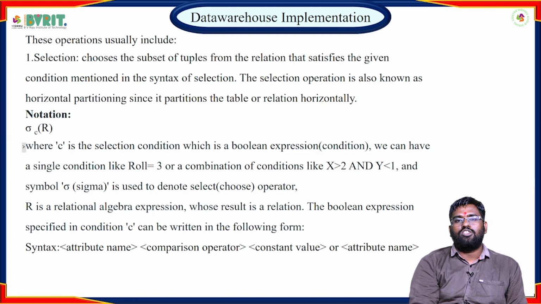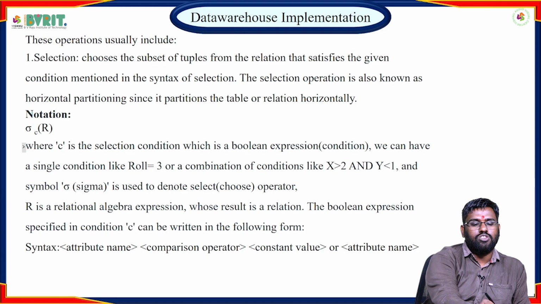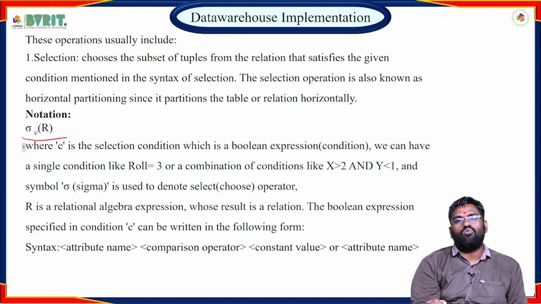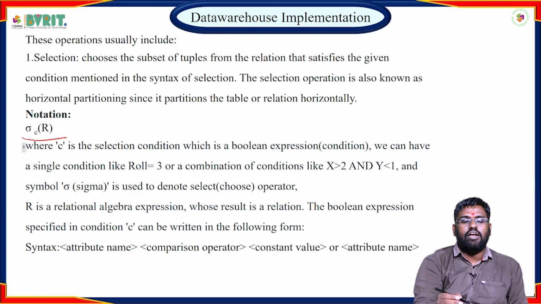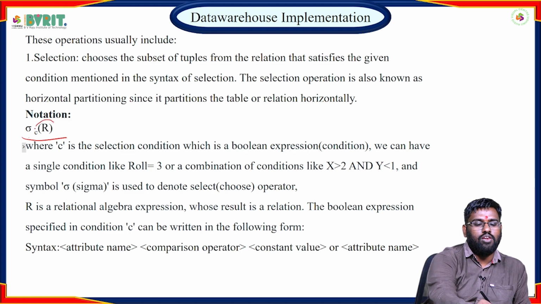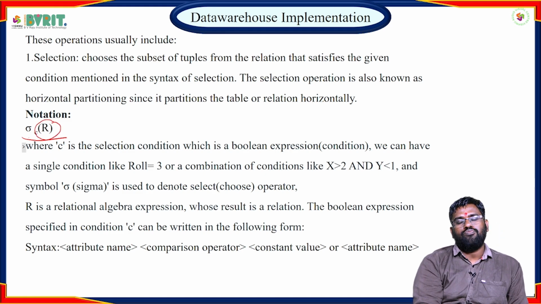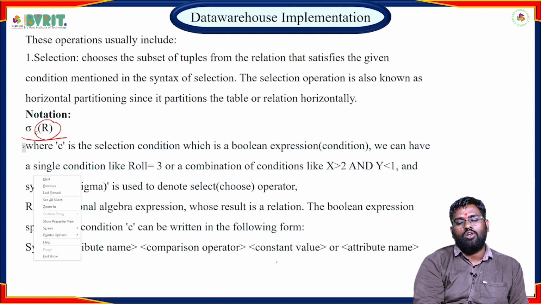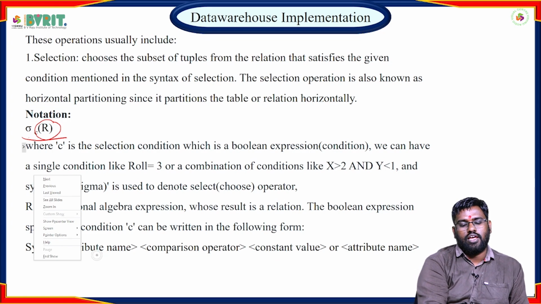Selection is used to select particular columns or values based on the condition that we write. The representation for this is sigma C of R. C is the selection condition, that means based on what condition we are retrieving the data. The rows that satisfy it are retrieved from R. So I will show you. Here there is the attribute name, the comparison operator, and the constant value. If you have to compare more than one attribute value, you have to use this syntax.